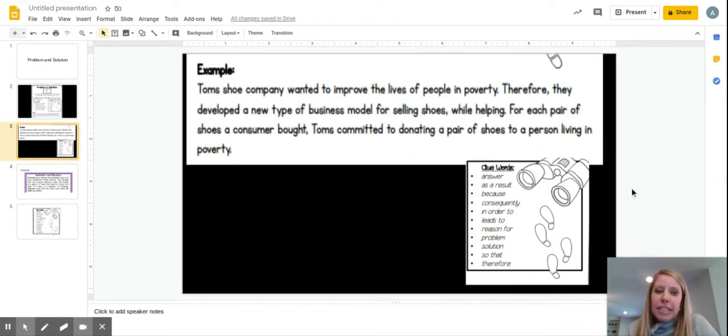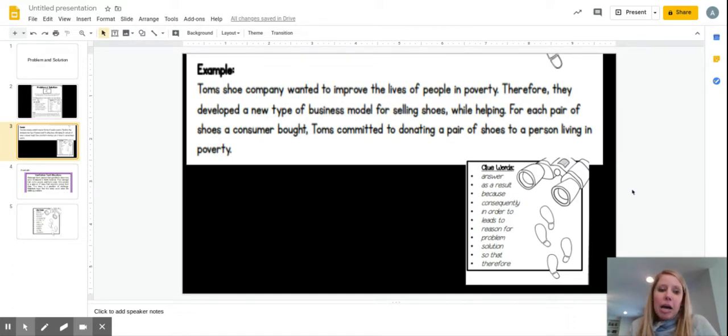So here's our first example. It says, Tom's Shoe Company wanted to improve the lives of people in poverty. Poverty means that you're poor and you don't have a lot of money. Therefore, they developed a new type of business model for selling shoes while helping. For each pair of shoes a customer bought, Tom committed to donating a pair of shoes to a person living in poverty. So my first question to you is, what is the problem?